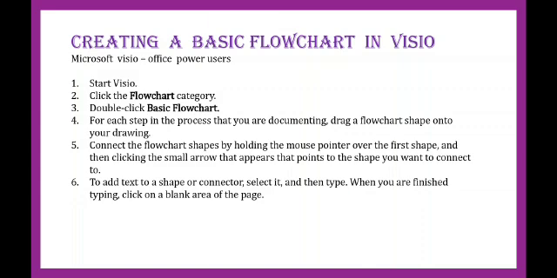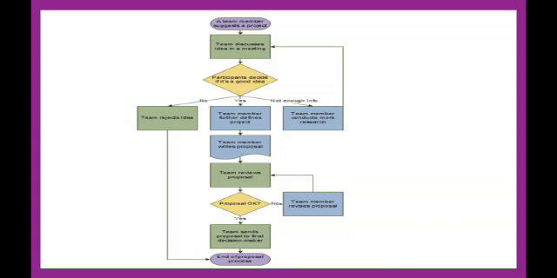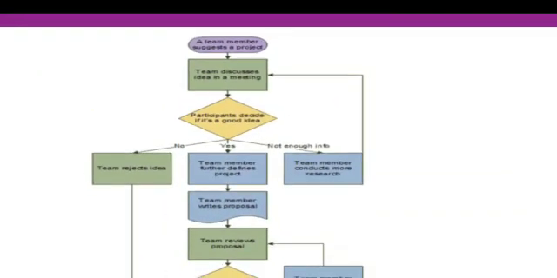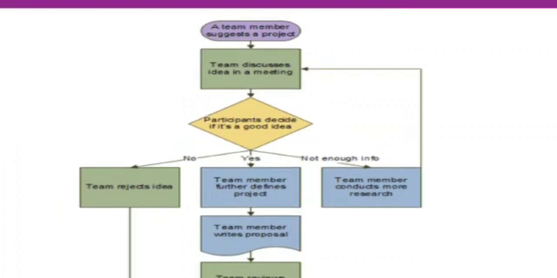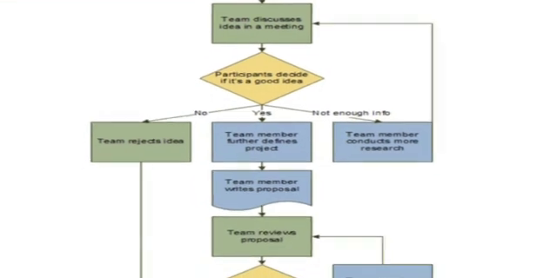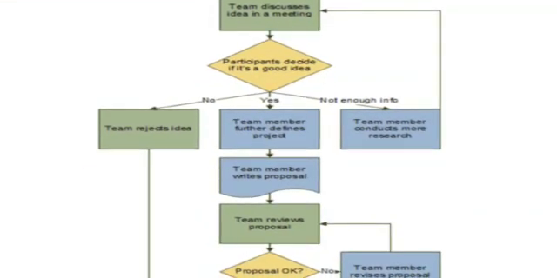And here I have taken a simple example, that is a team member. In a team member project, a team member suggests a project, then they will have a meeting and discuss their ideas with each other. And participants will decide if the idea is good or not. They will discuss about it.